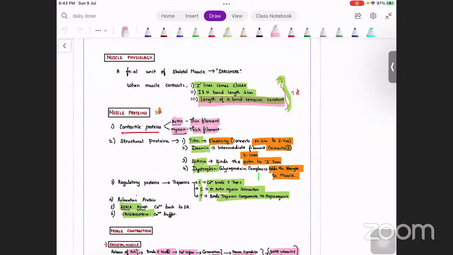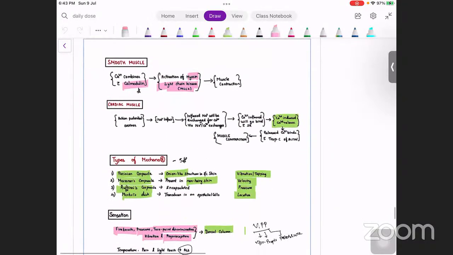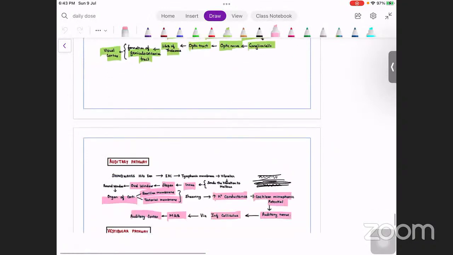Apart from that, structural proteins: titin, desmin, actin, and dystrophin. Titin is for elasticity. Desmin connects to the Z line. Actin binds with the Z line. Dystrophin adds strength to the muscle. Then you have regulatory proteins, troponin C, I, and T. C is for calcium binding, I is for actin myosin interaction, T is for binding troponin components to tropomyosin. And then calsequestrin, which is a calcium buffer.